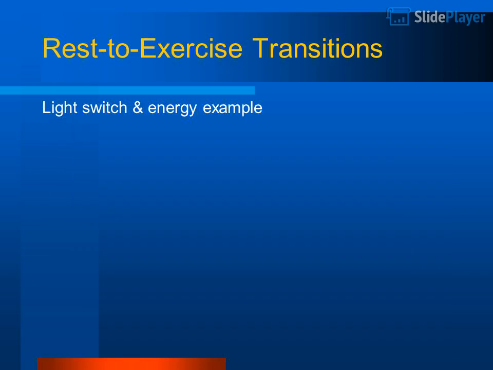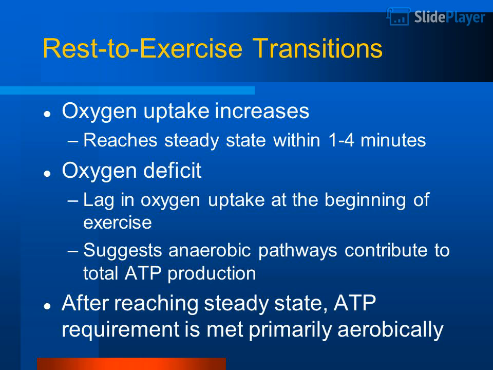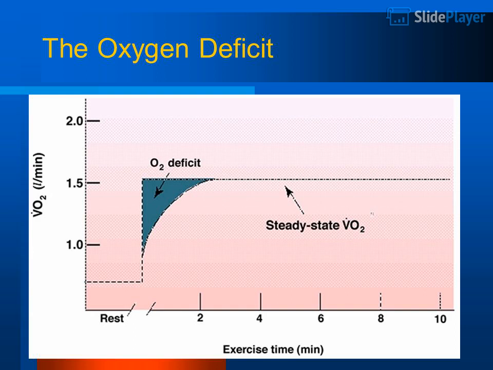Rest to exercise transitions. Light switch and energy example. Oxygen uptake increases and reaches steady state within 1 to 4 minutes. Oxygen deficit is the lag in oxygen uptake at the beginning of exercise. It suggests anaerobic pathways contribute to total ATP production. After reaching steady state, the ATP requirement is met primarily aerobically. The oxygen deficit.